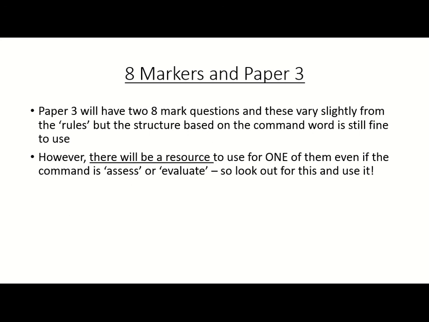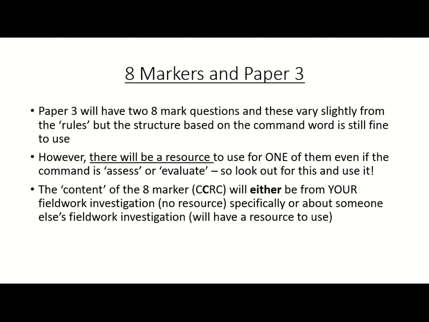Now, I know already I've said that you only have a resource for examine questions, but in paper 3, that's where it breaks the rules a little bit. One of the questions will give you a resource to use in an assess or evaluate question. So look out for that. The content of the 8 markers, the second C of CCRC, could be one of two things. Firstly, it could be from your fieldwork investigation. So if the question says from your investigation, you have to fill in the blanks from your fieldwork in the river, the Swannington Beck, or when you went to Norwich into the city. Or it could be about someone else's fieldwork, and that's where the resource comes in.